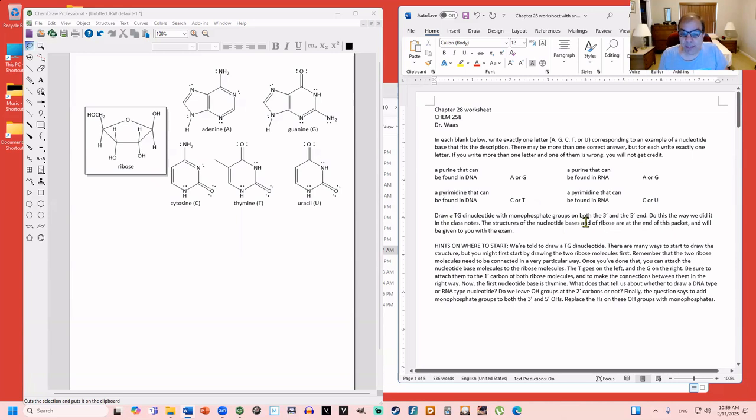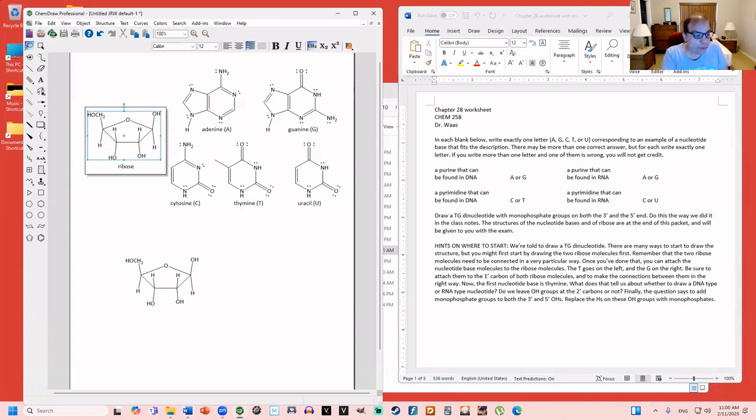And then here's a question about drawing a dinucleotide. I've even given hints on where to start here. It says to draw a TG dinucleotide with monophosphate groups on both the 3' and the 5' end. All of this we will have defined in class. The way I like to draw these structures, you certainly don't have to do it my way, is to draw the 2 sugar portions, the 2 ribose portions, first.